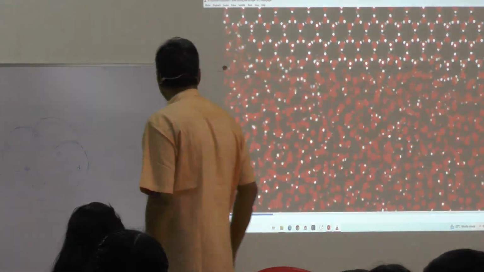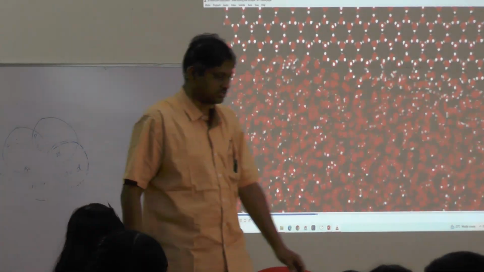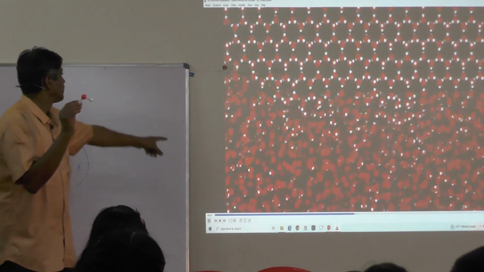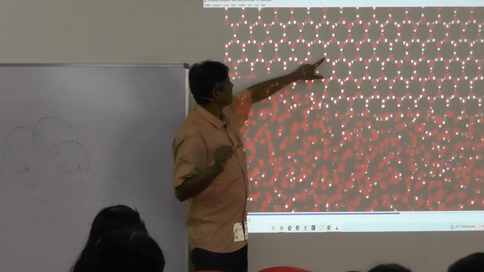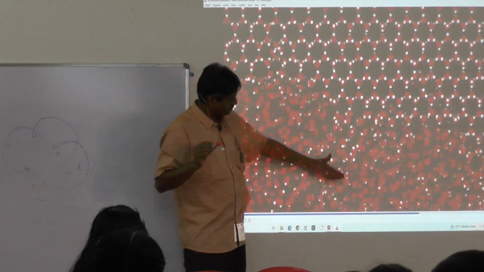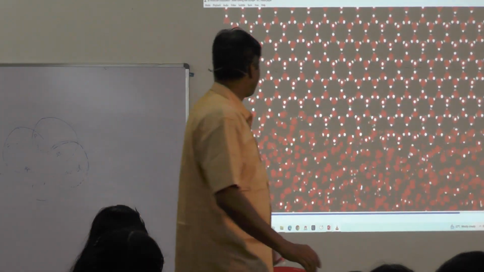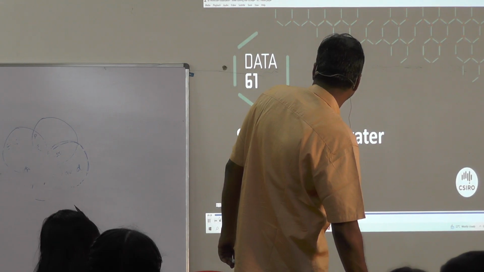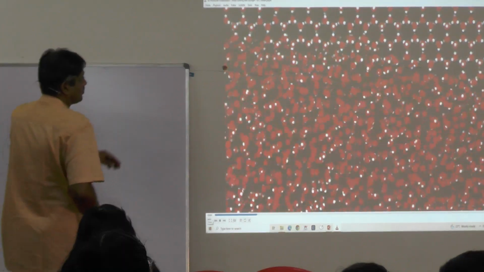You see, you have to see. This is one water molecule you are seeing. A huge number of water molecules are there. You see, it is hexagonal packing. Ice is forming. Ice is getting formed. When you see, what is it?